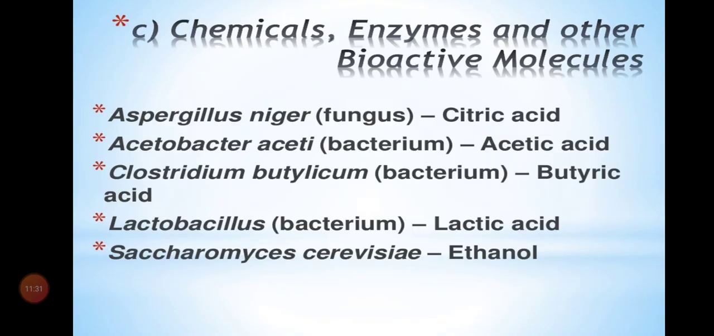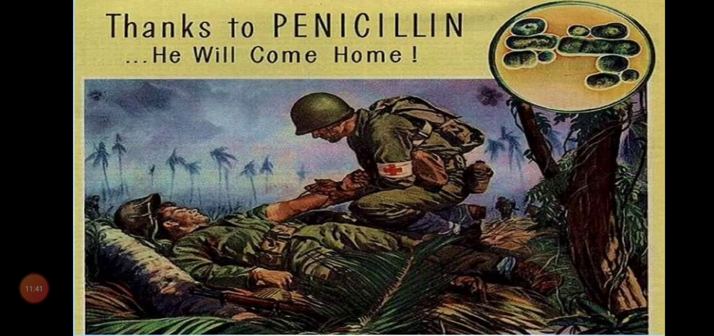Okay, next we'll move on to the chemicals, enzymes and also other bioactive molecules. So here I have told, penicillin will kill bacteria, means it will kill most of the bacterial diseases like plague. Some of the examples were given in your book. It will kill plague and also whooping cough, diphtheria, cholera and also leprosy.